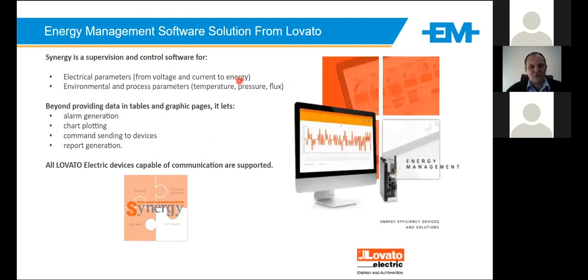So this leads me to the offer we have available from Lovato, which is Synergy. So what is Synergy? It is a supervision and control software for electrical parameters, and environmental and process parameters. So trending of electrical information and logging it, or trending of a process and logging it. All right. Beyond just providing data and tables and graphics, obviously there are other functions within this energy management system, which are alarming, report generation, plotting, scheduling, and so forth.